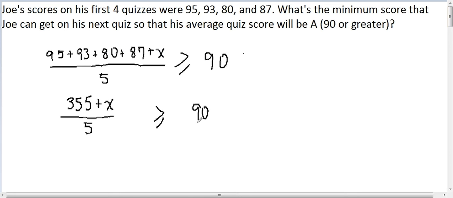Next, let's multiply both sides of the inequality by 5 so that we can get rid of the 5 in the denominator. The 5's will cancel out on the left-hand side, leaving us with 355 plus x. On the right-hand side, 90 multiplied by 5 is 450.